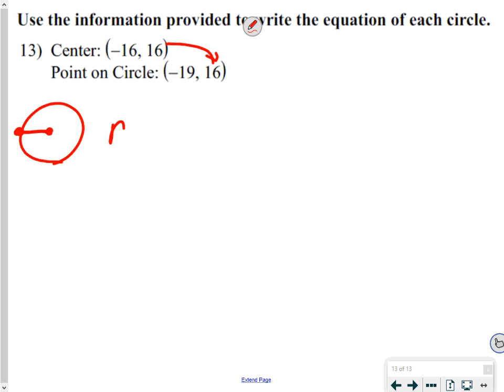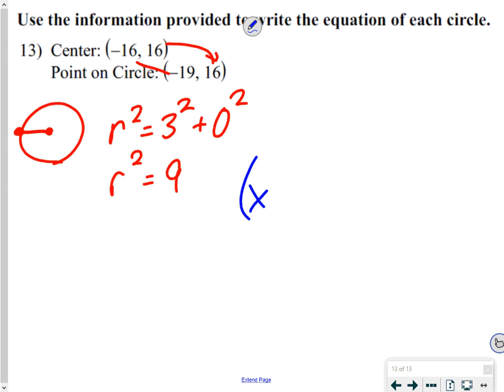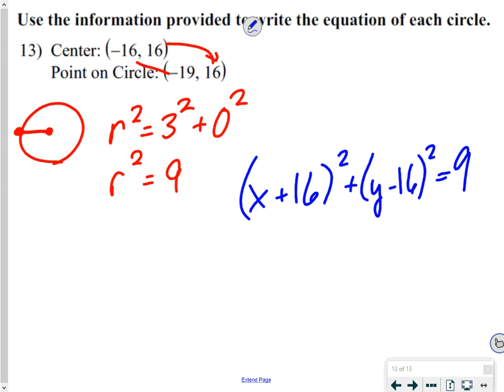Otherwise, we could do this algebraically, and once again, we're doing r squared equals the difference between the x values squared, which is 3, so 3 squared, and then the difference between the y values, like we said, is 0. So if we plug this in, 3 squared plus 0 squared is 9. Now we have the radius squared. All we need is the center, which we've got. So we have the quantity x plus 16 squared plus the quantity y minus 16 squared equals 9.